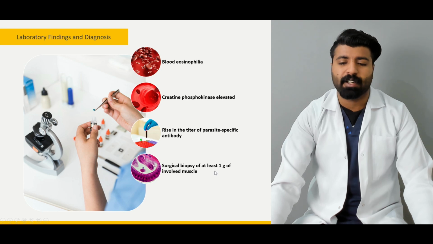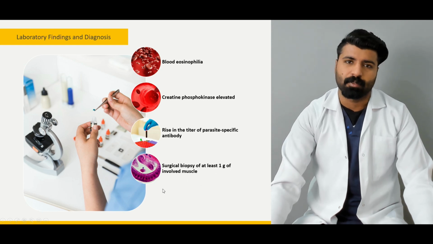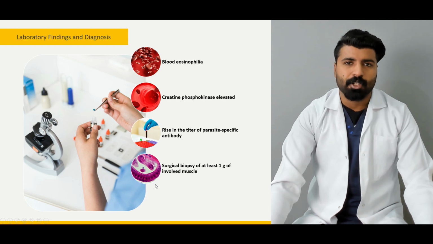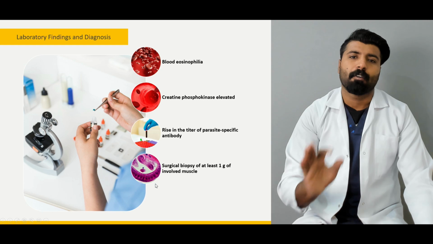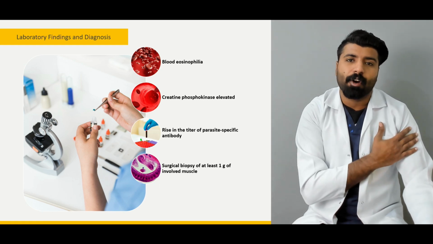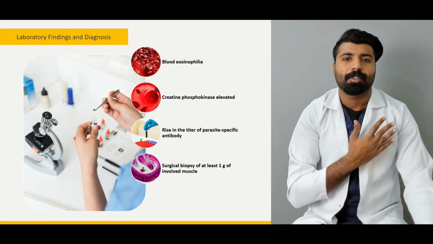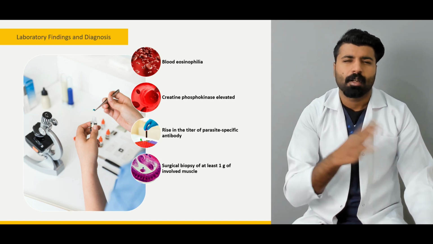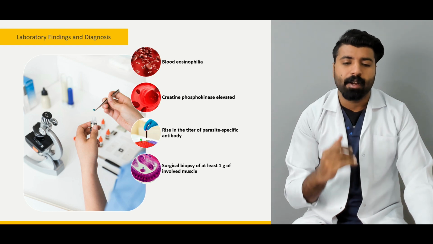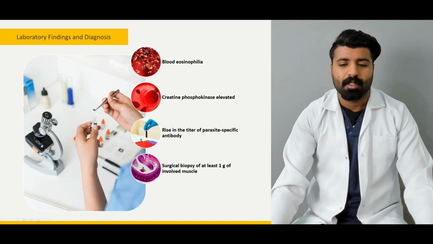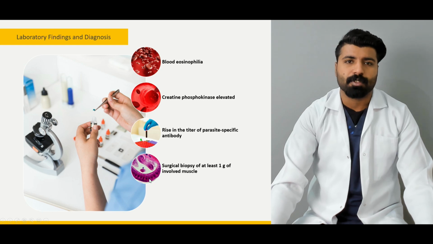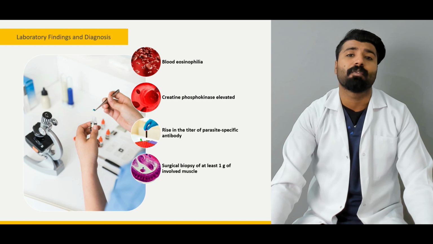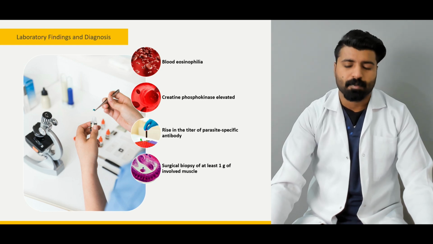Surgical biopsy of at least 1 gram of involved muscle. Now, I told you most of the times it can be any muscle in your body, but primary targets are your deltoids, your pecs. So most of the time what we go for is biopsy of the deltoid. There should be 1 gram biopsy of the deltoid, and once you see it in a microscope, this is what you'll see. These roundworms, these larvae of the roundworms is what you'll see most of the times.